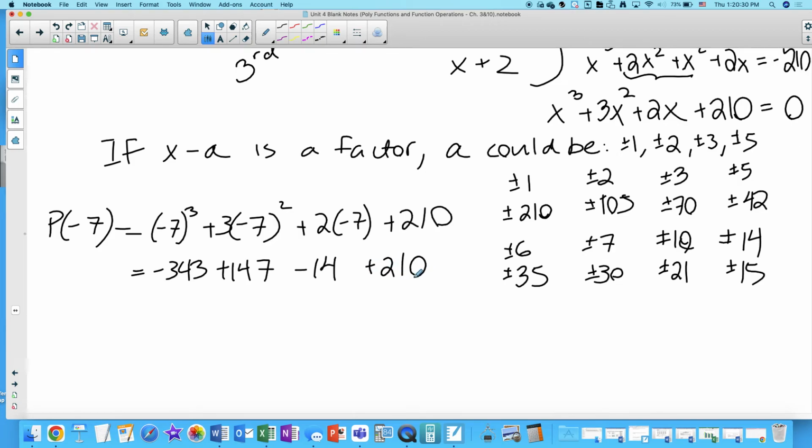Did I mess something up? No, I think it's okay. What is that? Hopefully 0. I think it's 0. Okay, I'm just going to check. Plus 147 minus 14 plus 210. That's 0. Okay, so what do we know? If p of negative 7 is 0, what's a factor? X plus 7 is a factor.